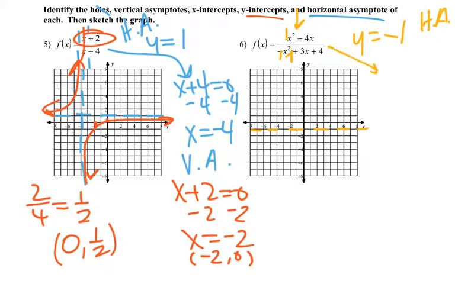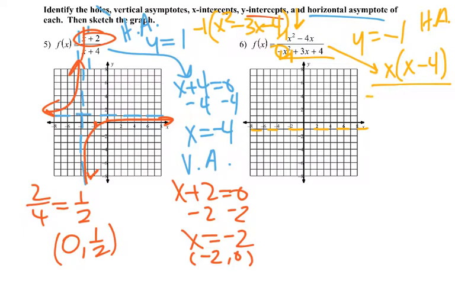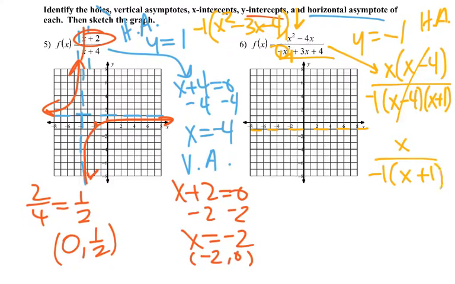And I've got to simplify these guys. Top, I can pull an x out, so I get x times x minus 4 over the bottom. It's got a negative out front, so first I would take out a negative, so it would be negative 1 times x squared minus 3x minus 4, which would factor into x minus 4 times x plus 1. Now these x minus 4's cancel out, leaving me with x over negative 1 times x plus 1.